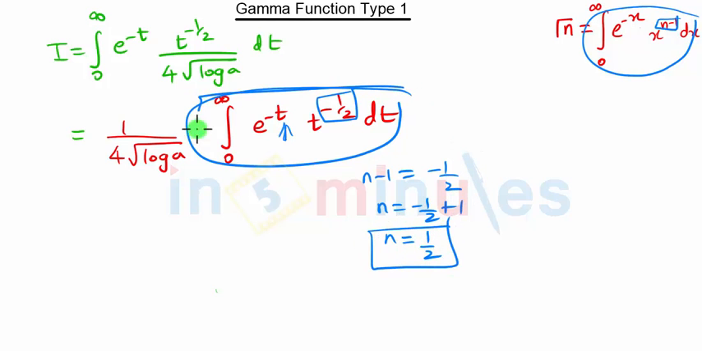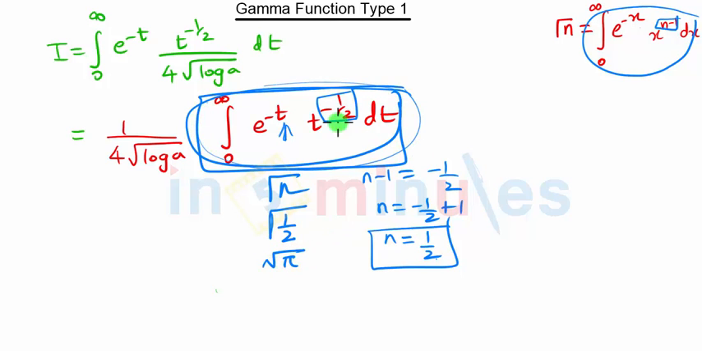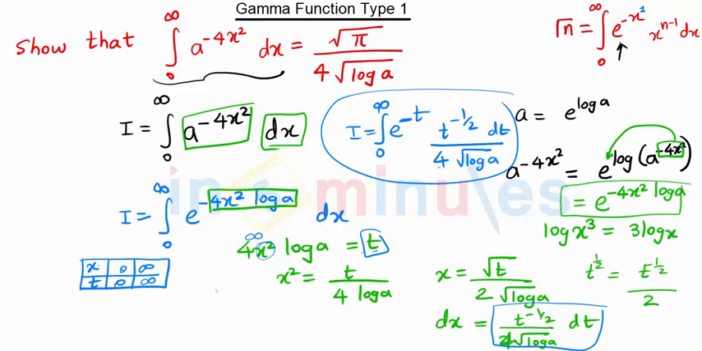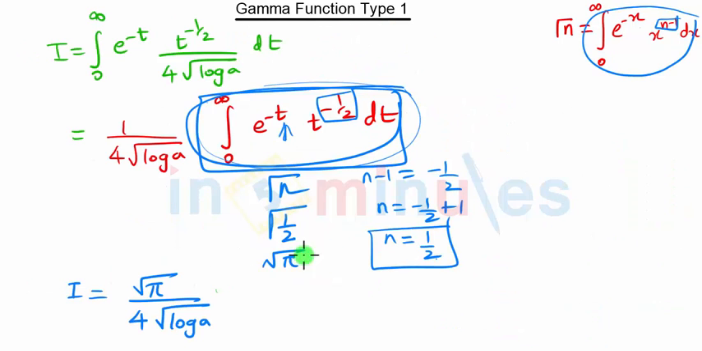So this term is nothing but gamma of n. In our case n is half, so it is gamma of half, and gamma of half is root pi. So this whole term will be replaced by root pi. So our I is nothing but root pi upon 4 root of log a. If you see our question, this term is equivalent to this term. So the right hand side is equal to the left hand side, hence proved.